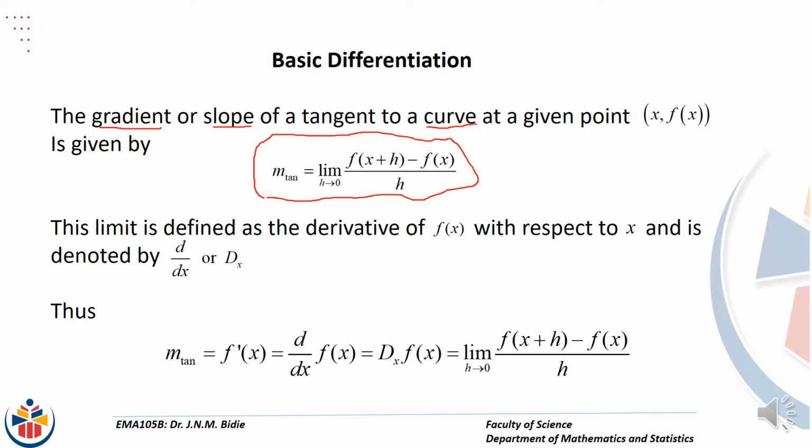Also, we need to realize the notation that we use. We use d over dx, or D subscript x, which is capital letter D with the subscript x. Therefore, if we are asked to find the derivative of f of x, we also use the notation prime, which is shown in the last line as f prime of x, d over dx of f of x, which is equal to that limit, which is also equal to the gradient of the tangent.